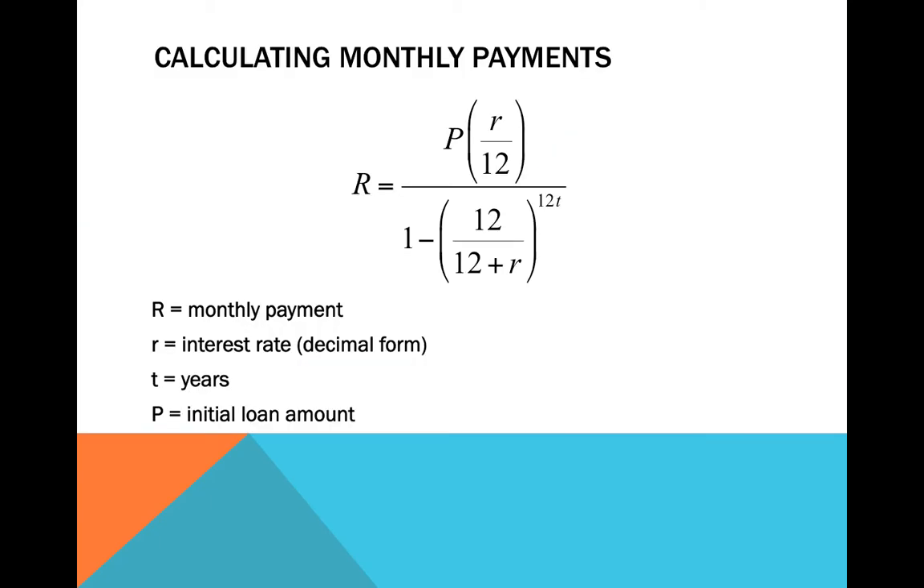So here's our formula. Big R, that's going to be our monthly payment, is equal to, on the numerator, P, our principal, times our interest rate over 12 for the 12 months, divided by, on the denominator, 1 minus 12 divided by 12 plus the interest rate, and the exponent 12 times t, t being time in years. Our book does use variations of this formula. Some are more confusing than others, but this one will work every single time for every single problem. So you're going to see that this is my fallback. This is the formula that I will be using every time.